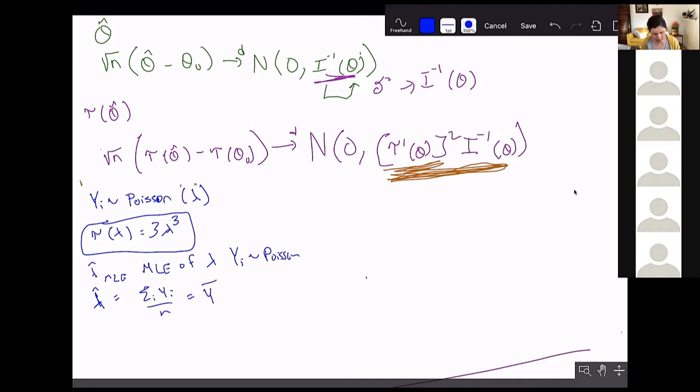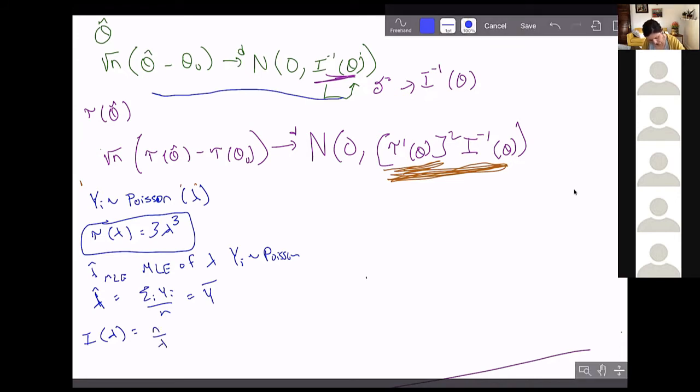And then following this piece up here, we can use the information, which you also calculated, to get the variance. For information, I got n over lambda. N over lambda, that seems right to me. And so then your inverse information is going to be lambda over n.